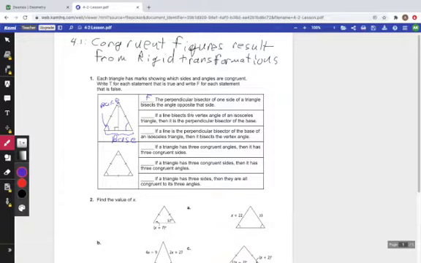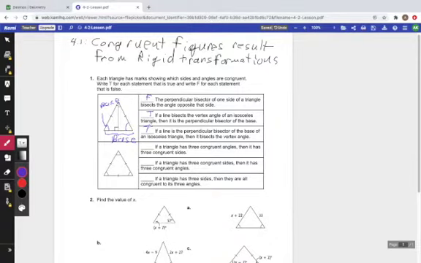If a line bisects the vertex angle of an isosceles triangle, then it is a perpendicular bisector of the base. This is true because we have base angles and we have our vertex angle. So we can consider this to be true. If the line is a perpendicular bisector of the base of an isosceles triangle, then it bisects the vertex angle. True.